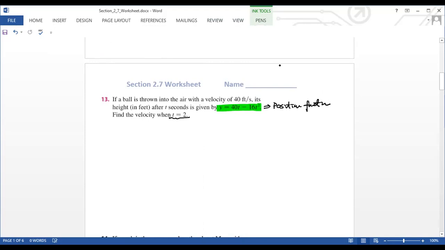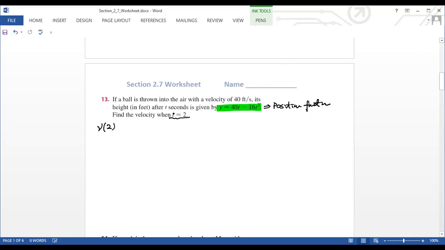Right? So we talk about the position function. The derivative of the position function is velocity. The derivative of the velocity is acceleration, right? So now I want to find the velocity at t equal to 2.